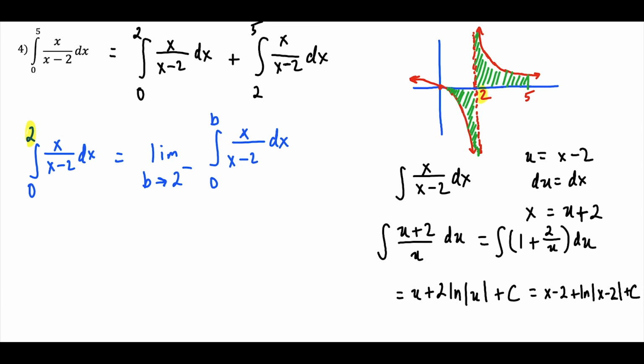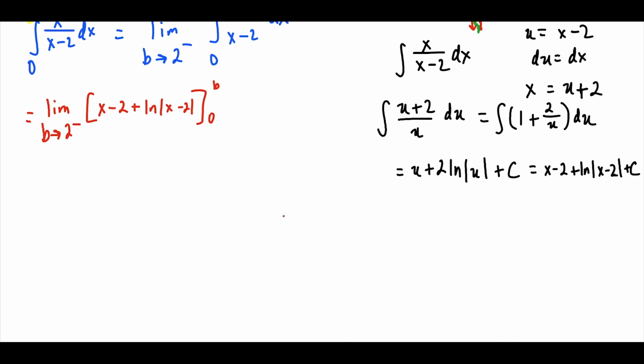So for the next line here, this is now the limit as b approaches 2 from the left side, and the antiderivative in terms of x, we have x minus 2 plus natural log absolute value x minus 2. And now we just write our limits. This is going from 0 to b. So from this step here, now we just have to make a substitution and then evaluate the resulting limit. So we're going to have the limit as b approaches 2 from the left.